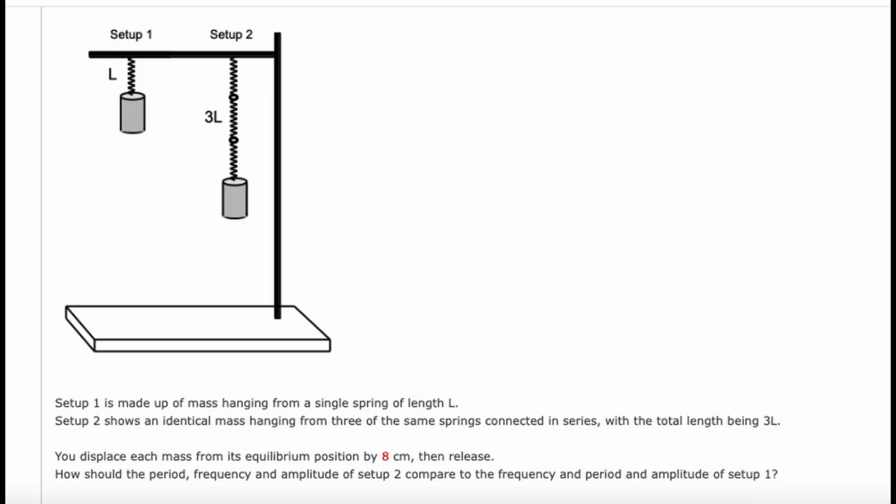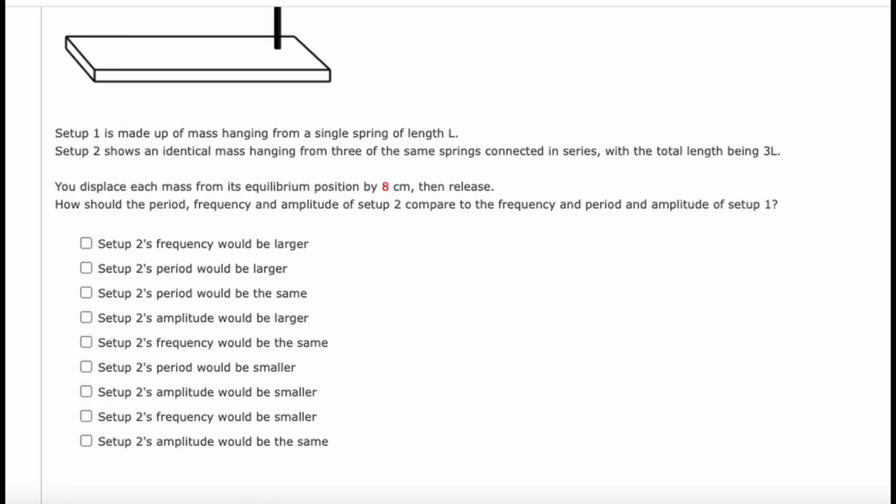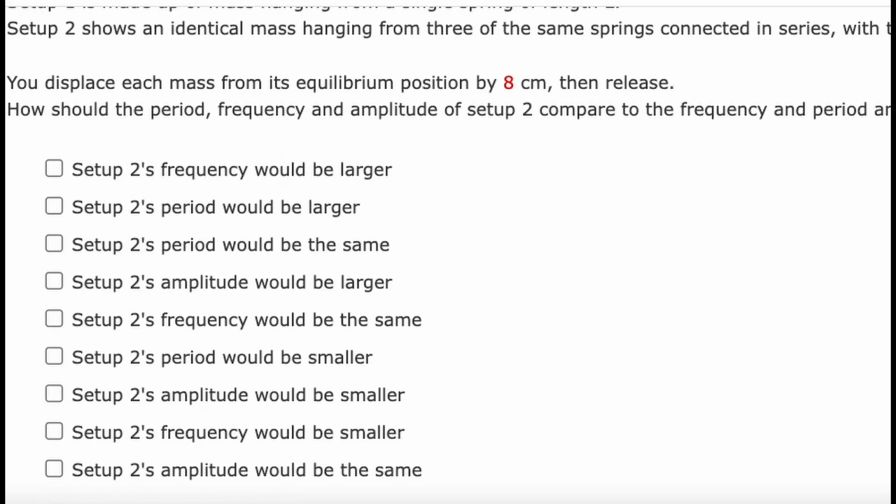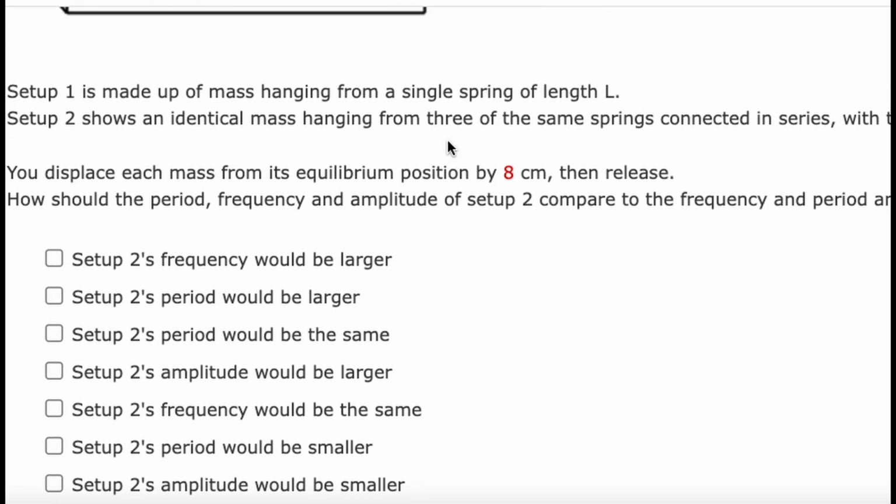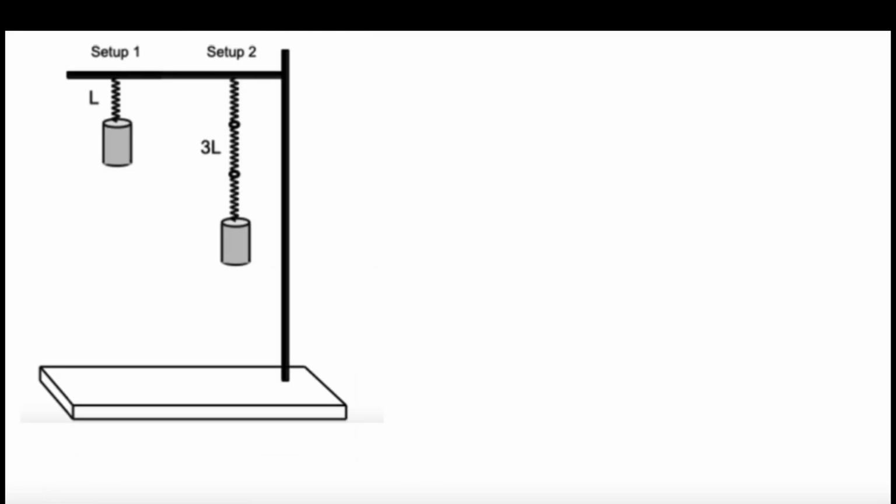Then it says you're going to pull these down by 8 centimeters and release. How do you believe the period, frequency, and amplitude of setup 2 compares to setup 1? So the choices are: do you think the frequency would be larger? Would the period be larger? And also, would the amplitude be larger? I'm going to give a physics explanation of the answer. I'm going to analyze it according to Newton's laws.